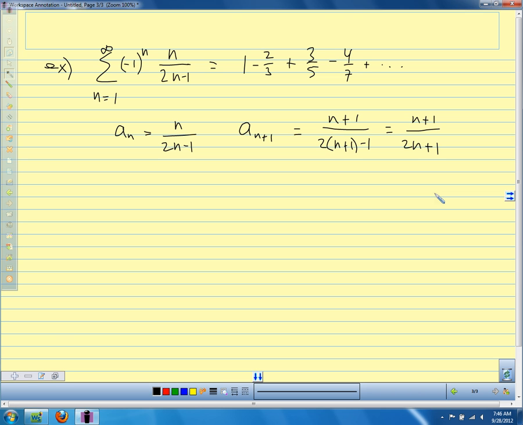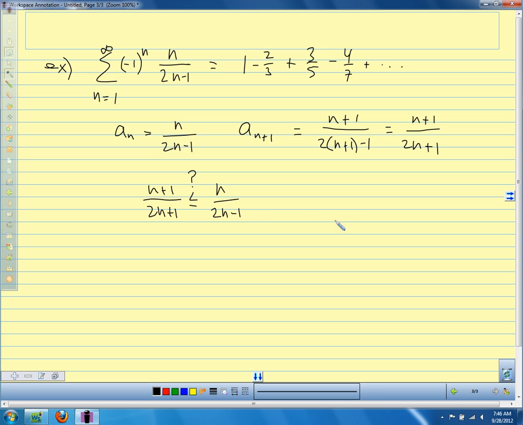So for the second condition of our alternating series test, we need to see: is n plus 1 over 2n plus 1 less than or equal to n over 2n minus 1 for all n? So I'm going to put a question mark here. Well, looking at those fractions, that's not entirely clear, is it? So we have a little more work to do. So I'm going to get rid of these. I'm going to clear the fractions.